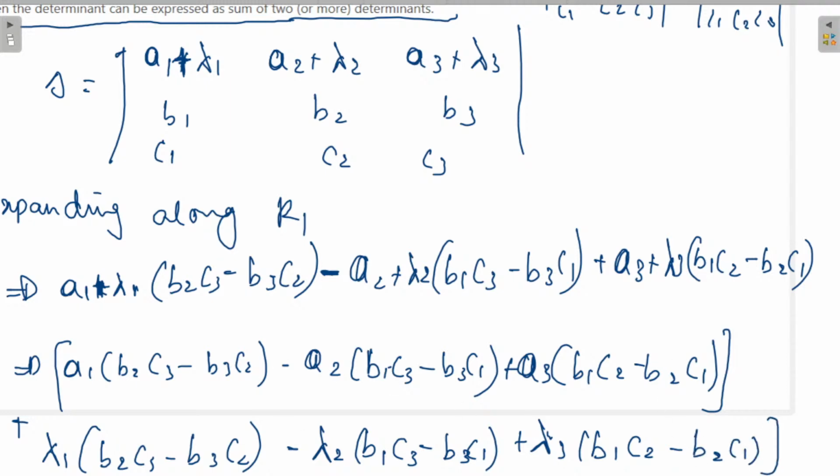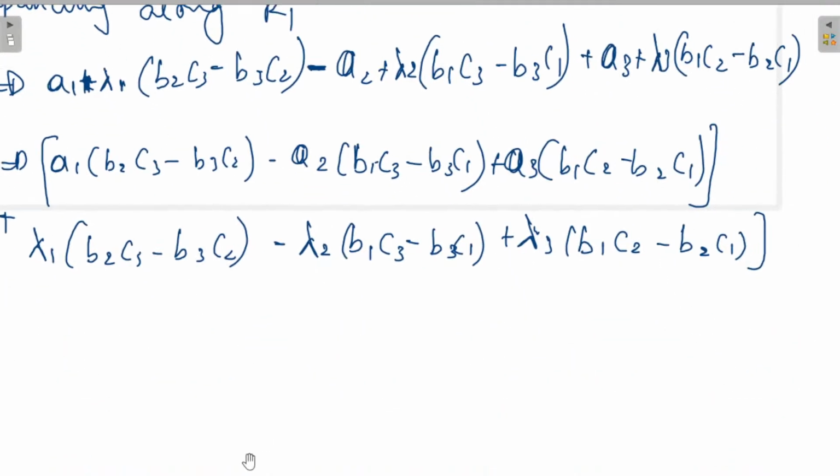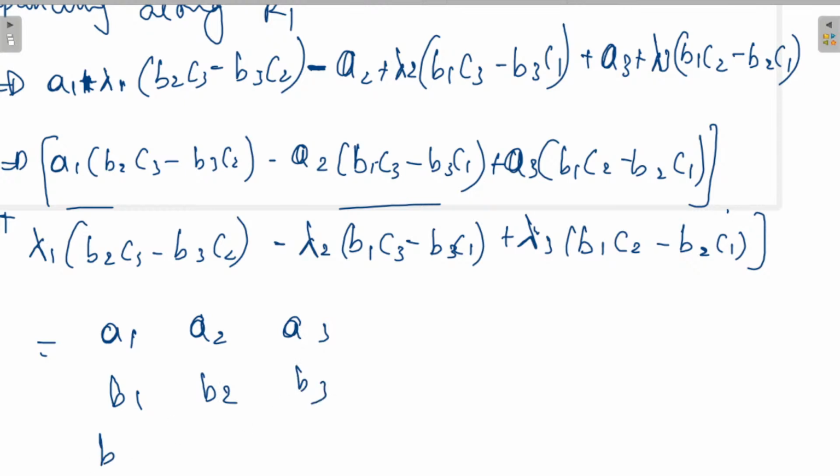Now let me take this separately. If I want to write the determinant of this, what will it be? Here a1 a2 a3 are outsiders, so they go in the top row, and the remaining b1 b2 b3 are insiders. So let us write it as usual: b1 b2 b3, c1 c2 c3. These are all insiders. Plus here, what are the outsiders?